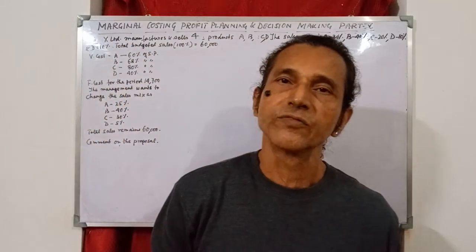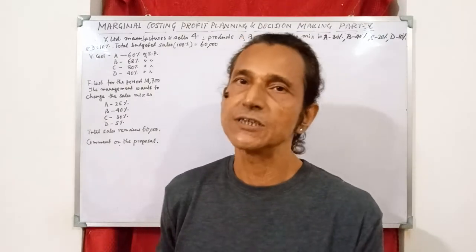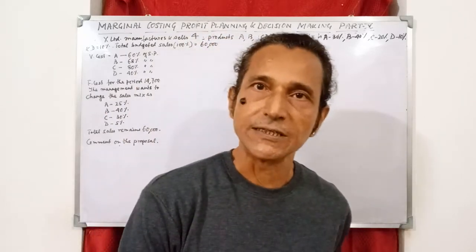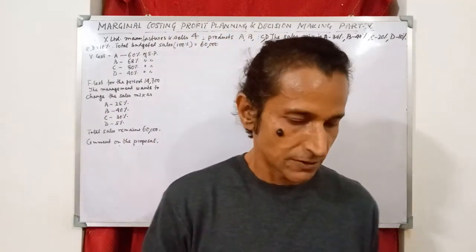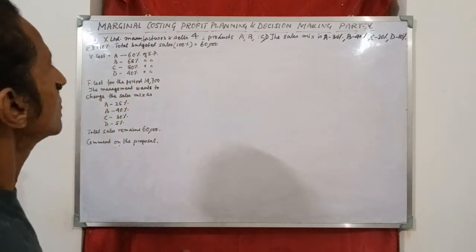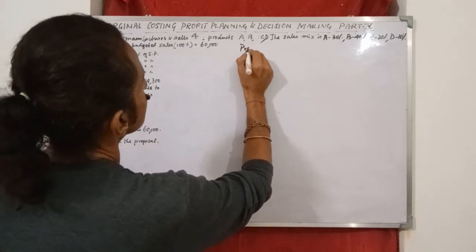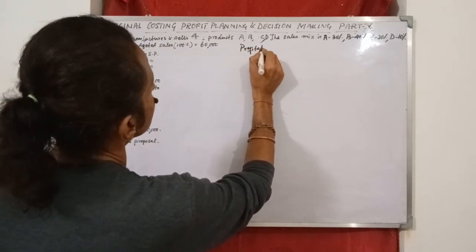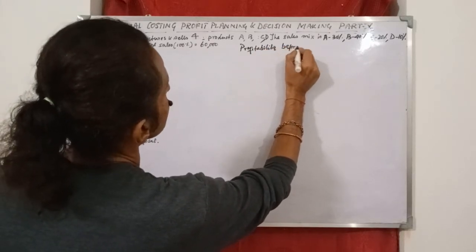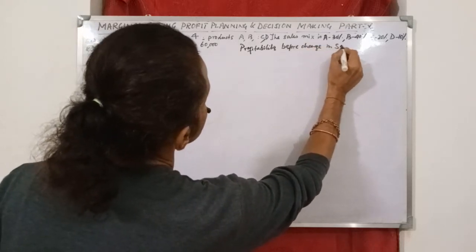For that, first we have to find out the profitability before that change, that is with the original budget, and then the profitability with the proposed change, that is change in the sales mix. So let's see the profitability with the original budgeted figures, before change in sales mix.